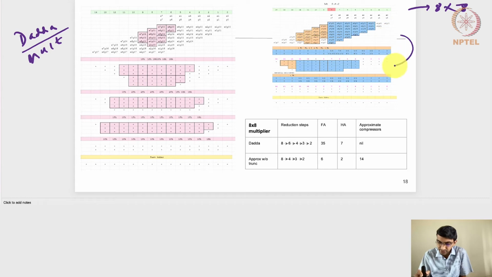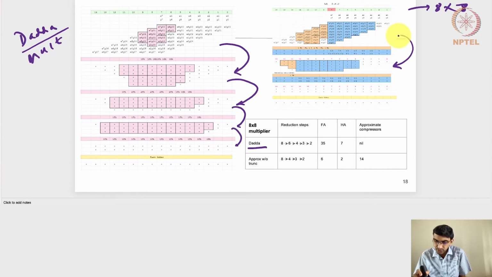But while it is reduced from here to here, you can still see that to the right of the maximum height, everything is approximate compressors. Left of that, it is the exact compressors, and so on. So the Dadda multiplier actually has the sequence from here to here, from here to here, from here to here, and then finally this one, and then the fast adders. This 8 by 8 bit multiplier with approximate compressors is giving us one reduced stage, and then from one reduced stage to the next reduced stage, and then we can directly reach the fast adders. Right.